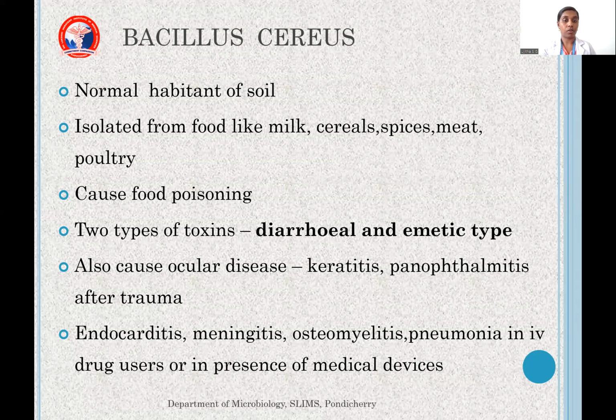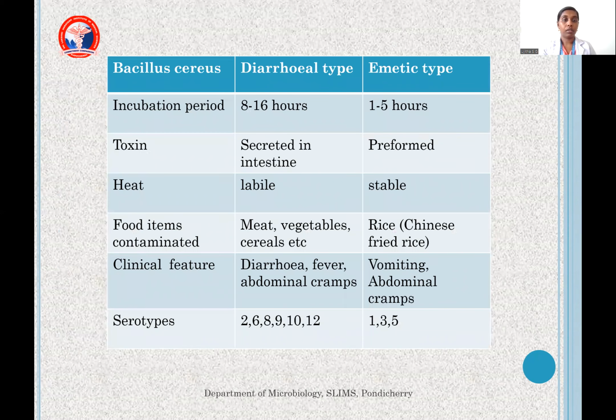And there are 2 types of toxin. One is a diarrheal toxin, and the second one is the emetic toxin. The diarrheal toxin produces mainly diarrhea. The emetic toxin will produce vomiting and abdominal pains. So this is the main difference between the diarrheal type of food poisoning and the emetic type of food poisoning. For the diarrheal type, the incubation period, that is the time of occurrence of the symptoms after taking the food, is 8 to 16 hours. It is longer compared to the emetic type, which is 1 to 5 hours.